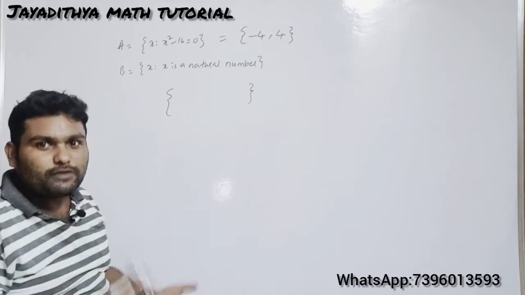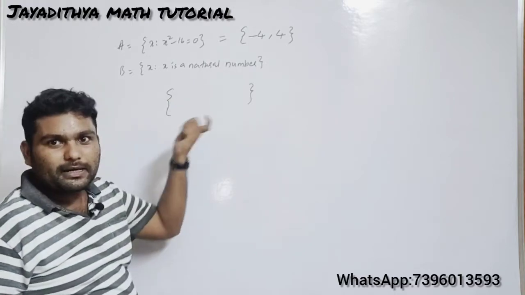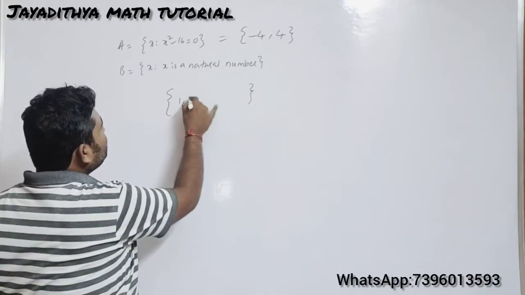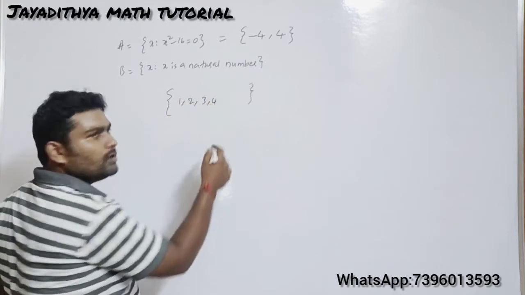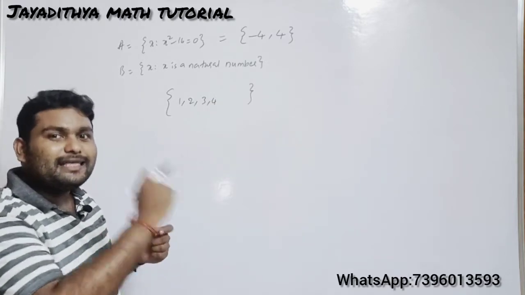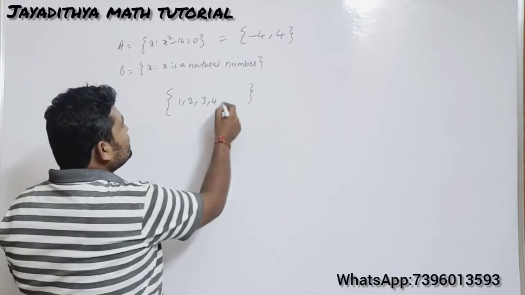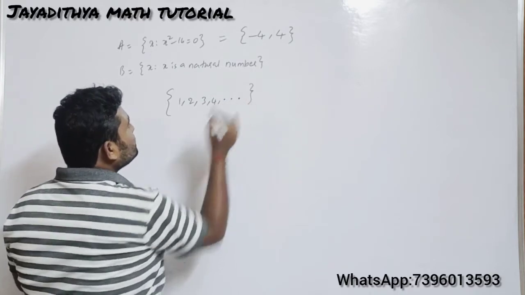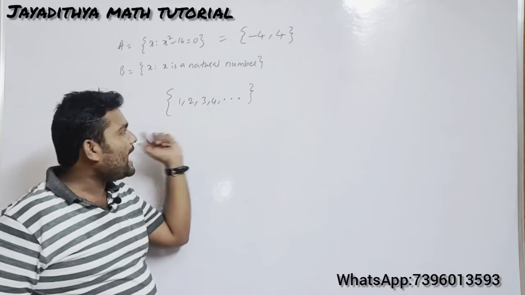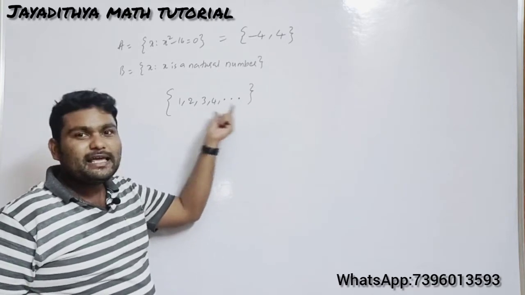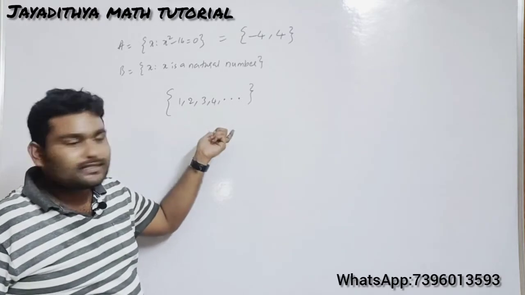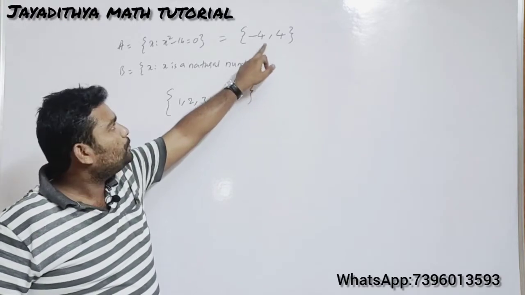So for that reason, what we will be doing simply: x is a natural number, so it follows some particular pattern. Natural numbers will be like this: 1, 2, 3, 4, and so on. It continues like that. In order to show the continuation, simply we will be putting 3 dots here. What these 3 dots say is that the set is not completed and it is continuing. Just by looking at the symbol, you can easily say that it is an infinite set.